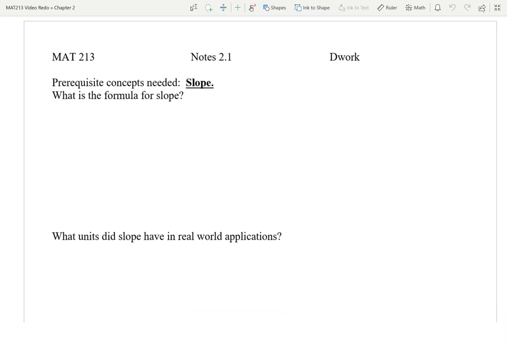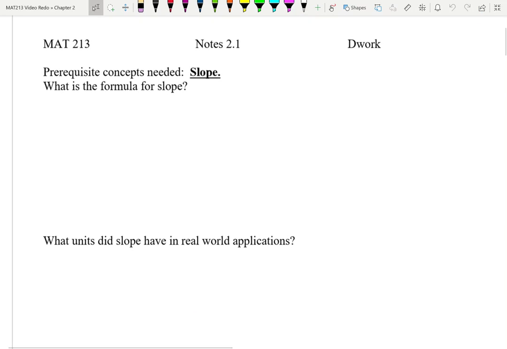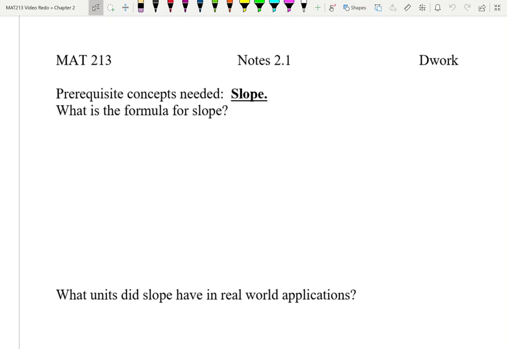All right, section 2.1, brief calculus. Now do note, if you're in my course, Math 213 and Math 212 are the same thing, just one is the online version, one is the in-person version. So no matter the labeling, they're the same thing.